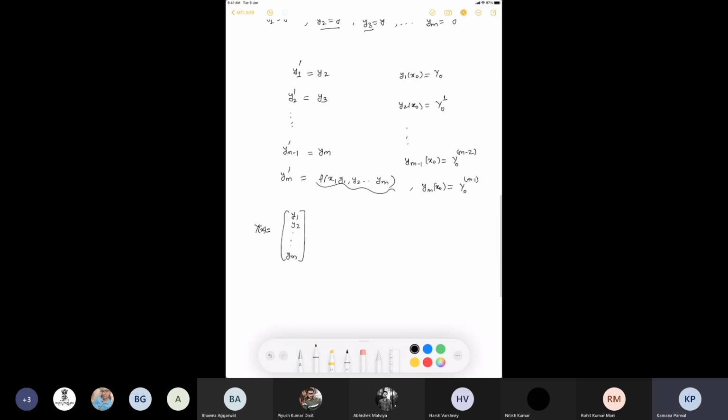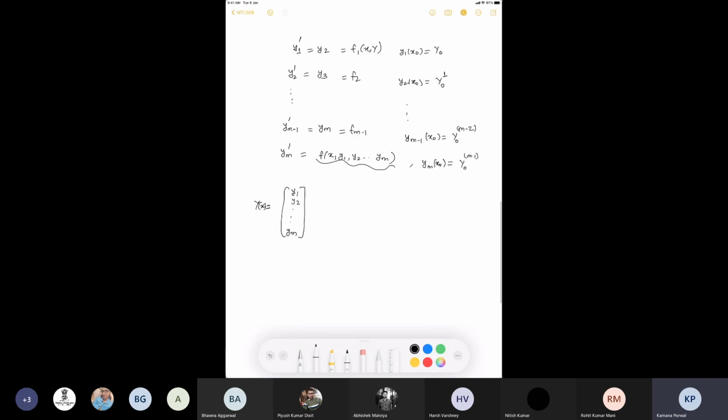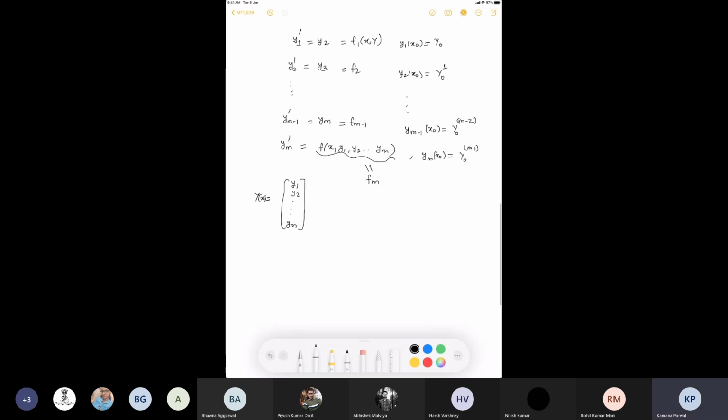So this is my F1, and this is F1, which depends on x and capital Y, where capital Y I'm defining as Y1, Y2 up to Yn. And this is F2, this is Fm minus 1, and finally this is Fm. So then I can write the system as Y prime equals F of x, Y, right? With the initial vector y naught.